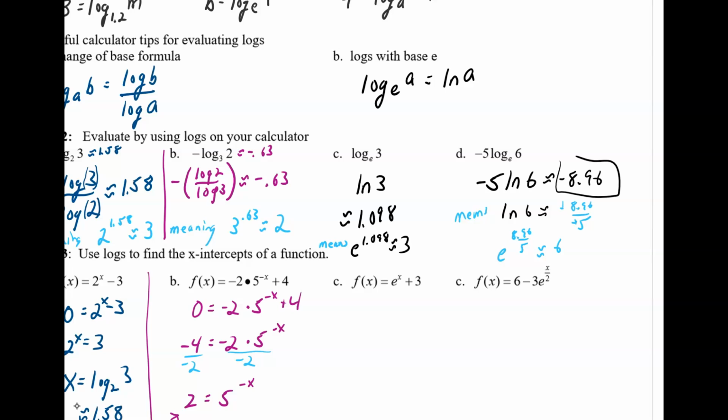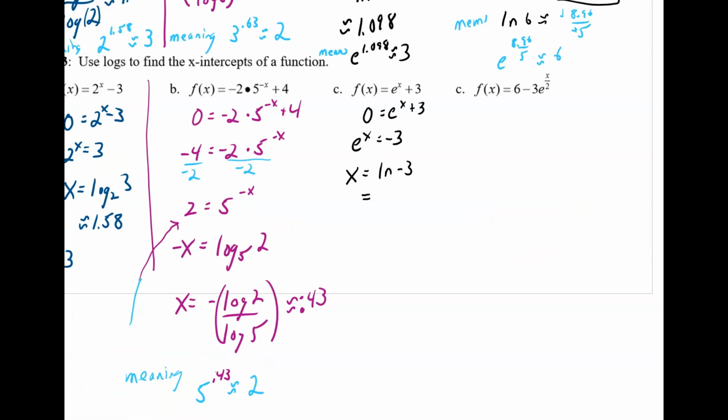Okay, try part C. Pause the video and see what you get. Okay, so if you got this far and then you try, this is not ln minus 3, it's ln of negative 3, and you try this, you're going to get an error. And why is that? Because e to the x plus 3 is just a growth function that's moved up, something like this. It has no x-intercept. So this error means it has no x-intercept.